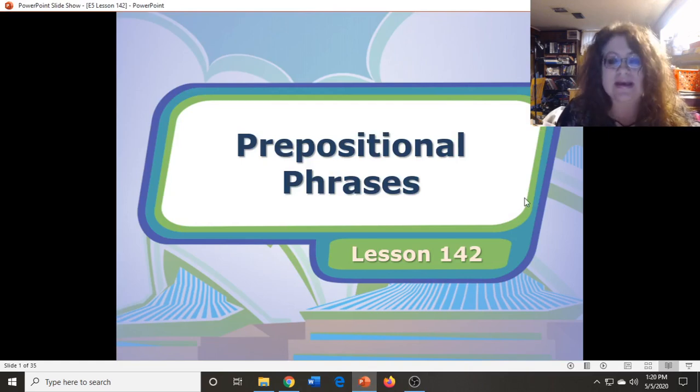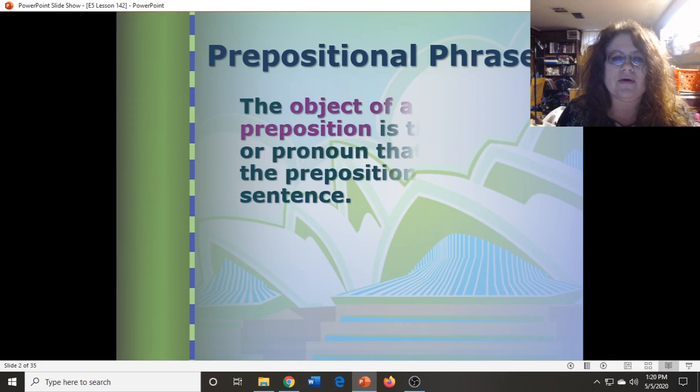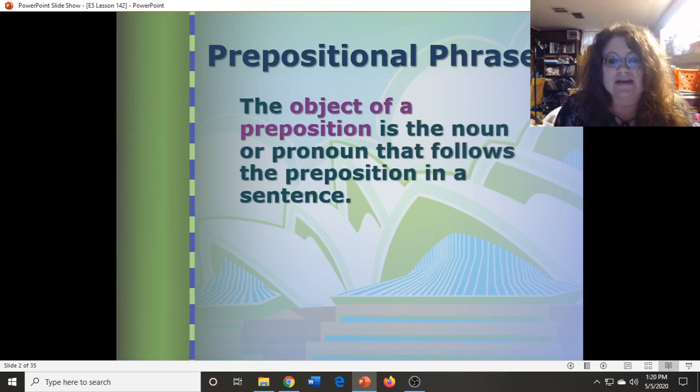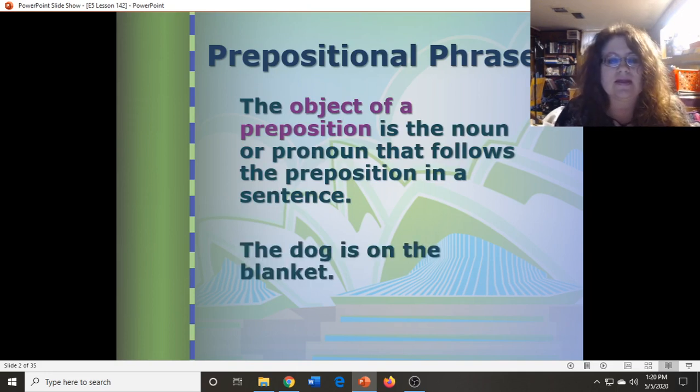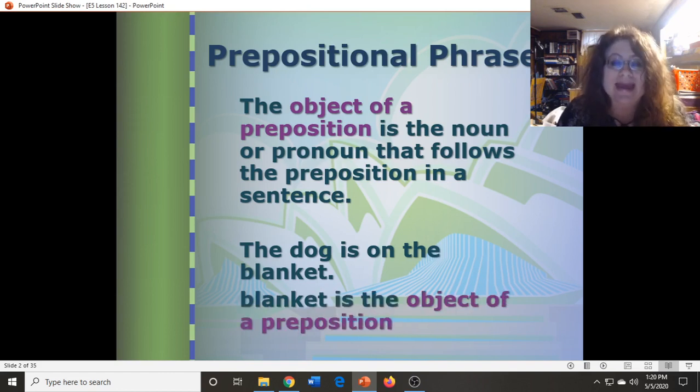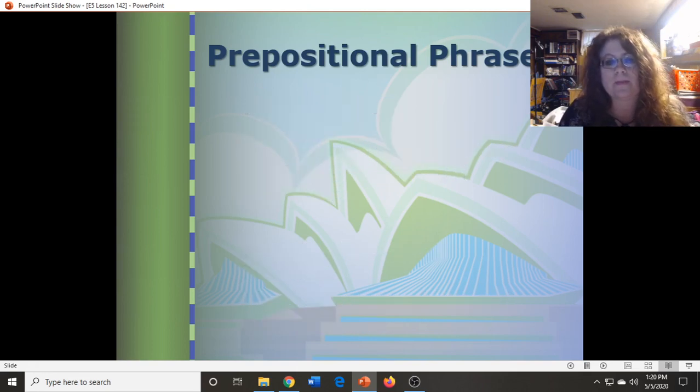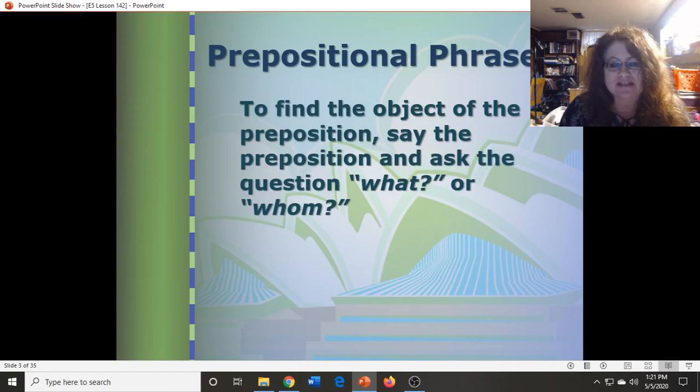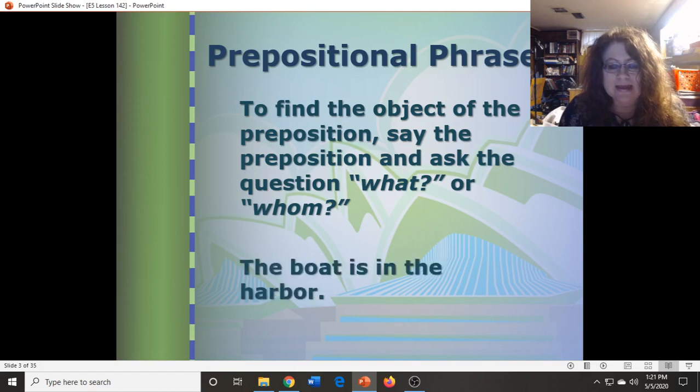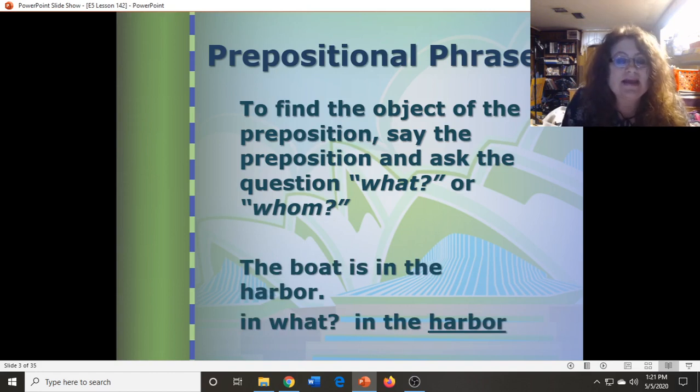Lesson 142 is prepositional phrases. Review. The object of a preposition is the noun or pronoun that follows the preposition in a sentence. The dog is on the blanket. Okay? Blanket is the object of a preposition. Object of the preposition on. To find the object of the preposition, say the preposition and then ask the question what or whom. Example, the boat is in the harbor. In what? In the harbor. So the object of the preposition is harbor.